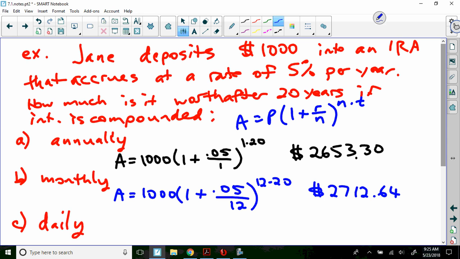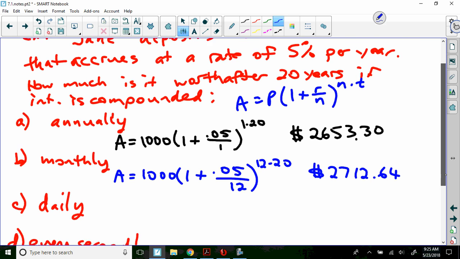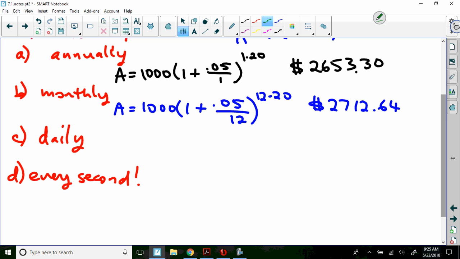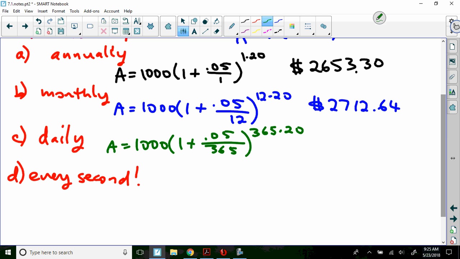So for daily, the only thing different for daily is what's our N value going to be? 365. So this is going to be 1,000 times 1 plus 0.05 over 365 to the 365 times 20. On the quiz, I don't need you to write this all 3 times, but at least tell me what you're using for N on the second one and on the third one. Does that make sense?